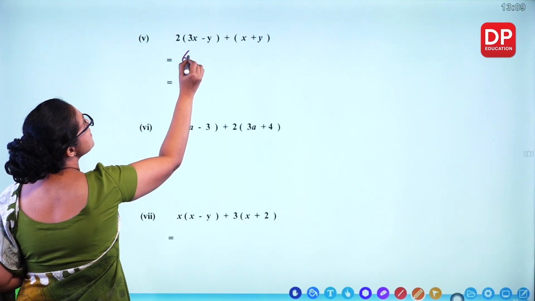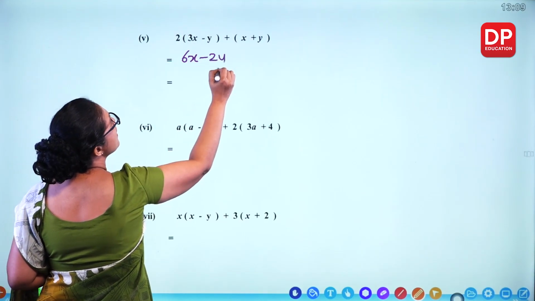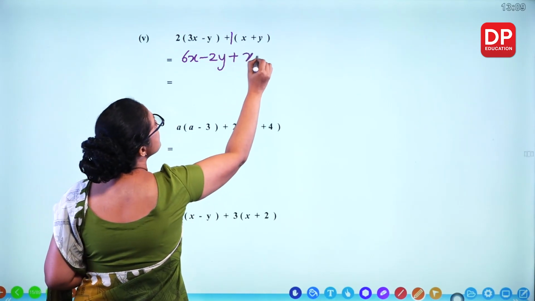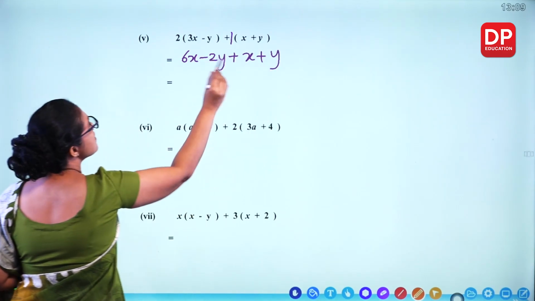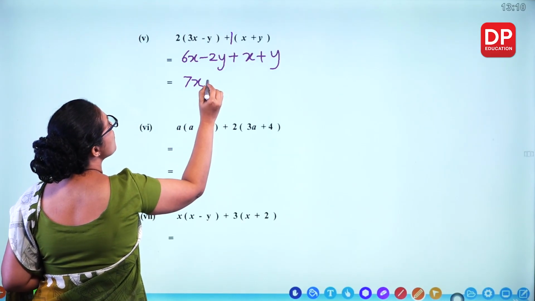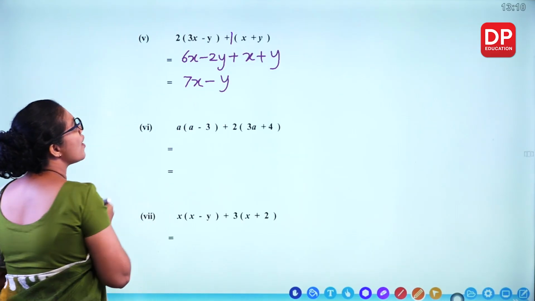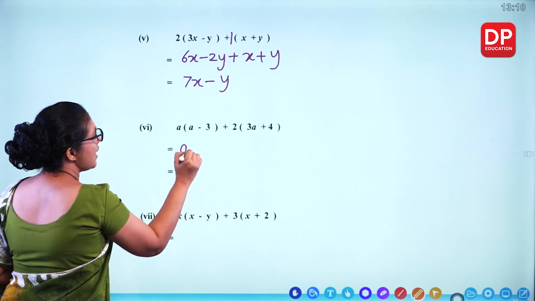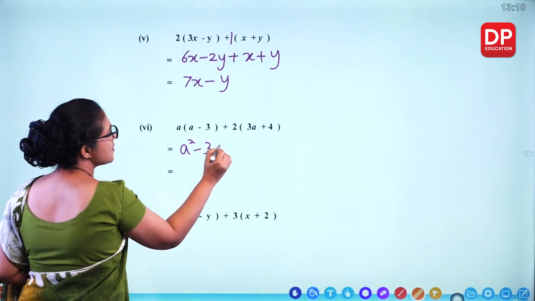2 times 3, 6x minus 2y. Here nothing means this is like 1. X plus y. 6x and x, 7x. Minus 2 and plus y minus 1y. That's minus y.